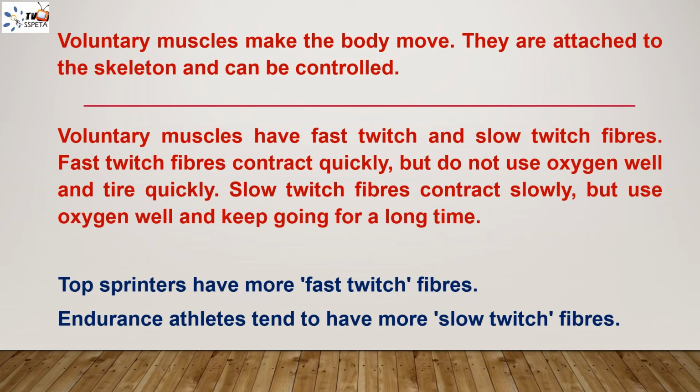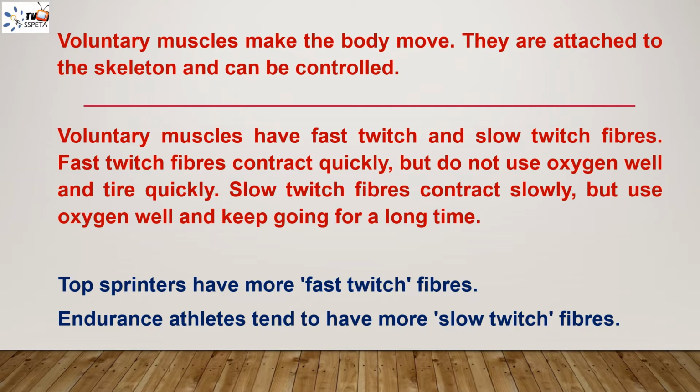So as we have seen earlier, voluntary muscles make the body move. They are attached to the skeleton and can be controlled. Voluntary muscles have fast twitch and slow twitch fibers. Fast twitch fibers contract quickly but do not use oxygen well and tire quickly, whereas slow twitch fibers contract slowly but use oxygen well and keep going for a long time.